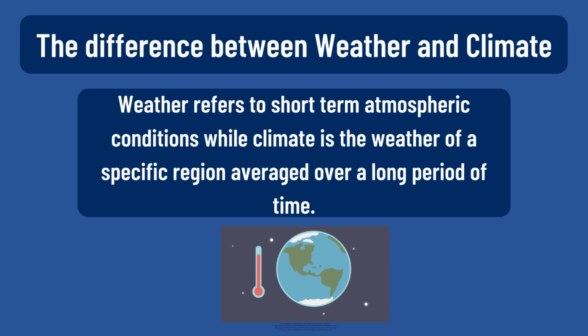And the other most important aspect is the difference between weather and climate. Weather refers to short-term atmospheric conditions, while climate is the weather of a specific region averaged over a long period of time. This means weather is short-term and climate is long-term.